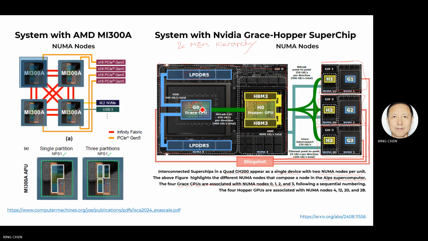So this is NUMA node 0 with Grace 0, NUMA node 1 with Grace 1, NUMA node 2 with Grace 2, NUMA node 3 with Grace 3. So that's the four CPUs. And then following a sequential numbering, the four Hopper GPUs are associated with NUMA nodes 4, 12, 20, and 28. So the first Hopper GPU is connected with NUMA 4. And then the second is connected with NUMA 12. And then the third is connected with NUMA 20. And the last one is NUMA 28. So this is the numbering of these NUMA domains, NUMA nodes for CPU and for GPU for Grace Hopper.